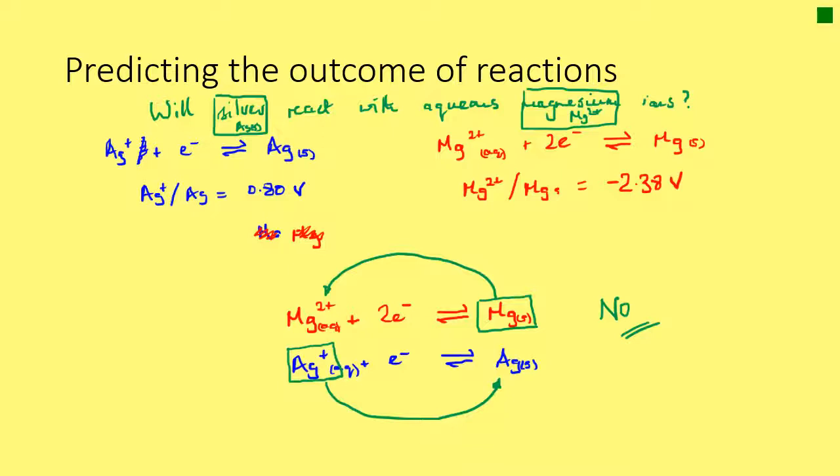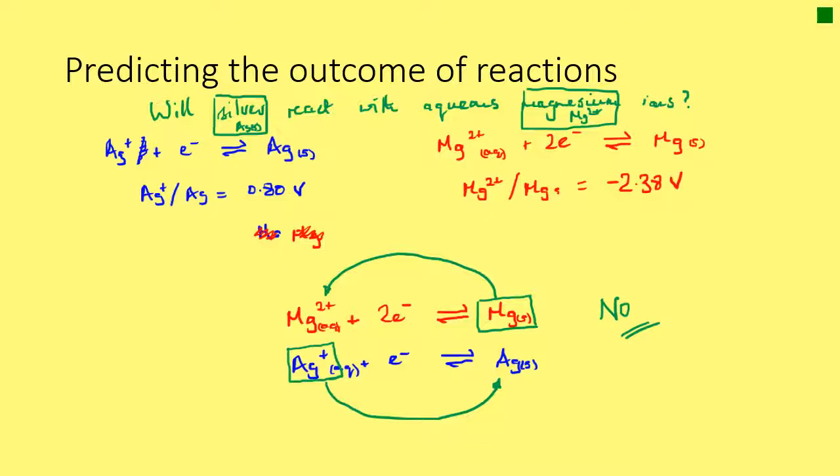So it's Ag+ plus 1 electron in equilibrium with silver metal. And as far as magnesium is concerned, we would have magnesium 2+ ions plus 2 electrons in equilibrium with magnesium metal.